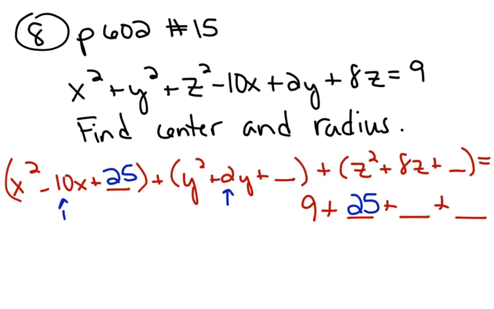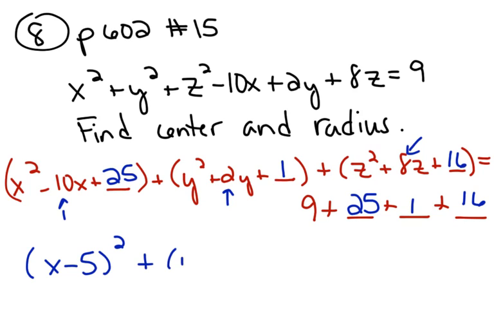2 divided by 2 is 1, 1 squared is 1. 8 divided by 2 is 4, 4 squared is 16. So now I'm going to put these in factored form. The first factor is (x - 5)². The next one is (y + 1)². The third one is (z + 4)². And that's going to equal 51.